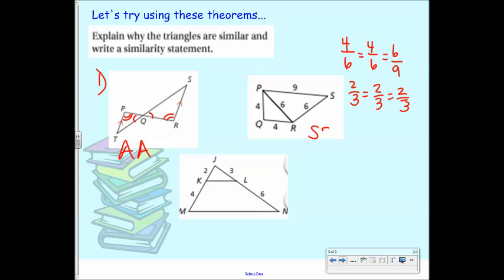So for this one, what's the similarity statement then? When we say similarity statement, what would be the similar triangles there? So triangle PQR is similar to PRS. No, PRS, I think PRS is right because you're going 4, 4, 6. So we'd want to go 6, 6, 9. So PRS is right. Good. All right, what about this last one?